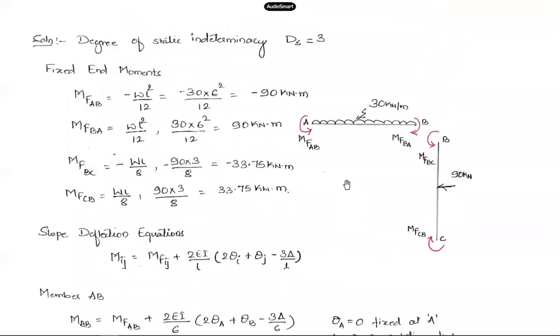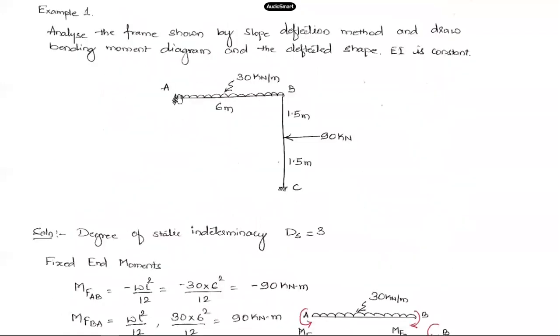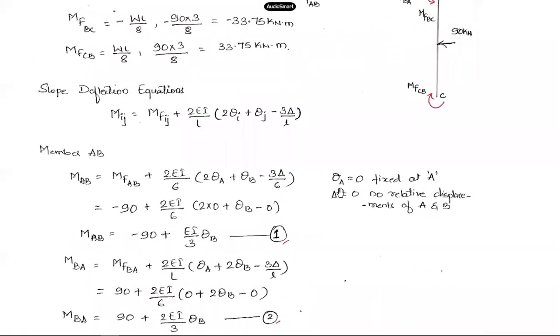Now let us identify what these values within the bracket are. Theta A, you observe here, what is there at A? It is a fixed joint. No rotation will be allowed at this joint, so there cannot be any slope developing at joint A. That's why theta A is 0. Fixed end at A.